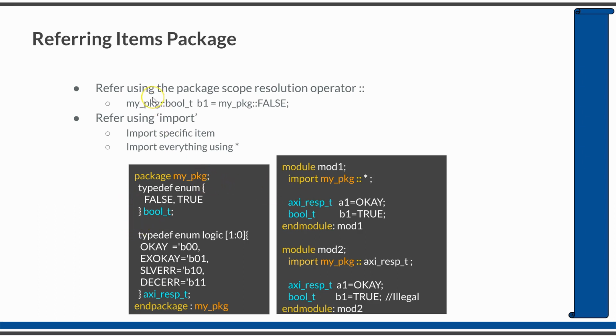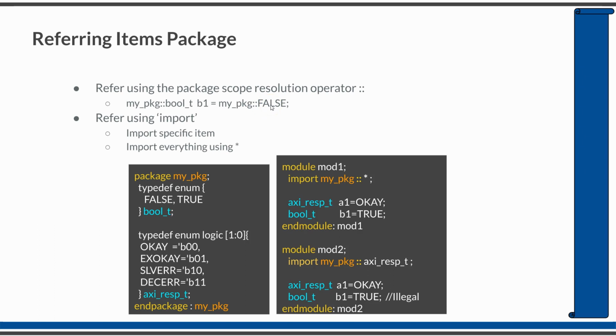That can be done in two different ways. Either you can refer to the package explicitly using the package scope resolution operator, which is ::. If you want to refer to this bool_t in some other module, you can refer to it like my_package::bool_t, then declare a variable of the type b1 and assign it the value false, which is again defined within my_package. Therefore you need to again use my_package::false.